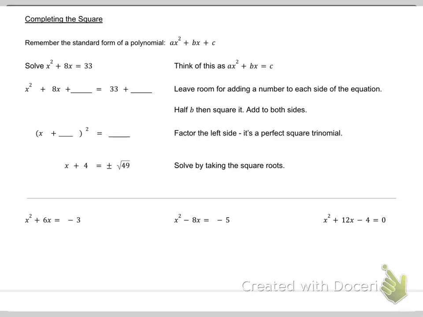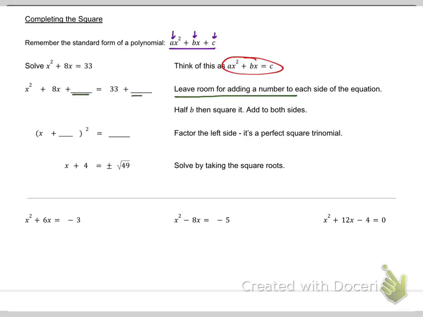First of all, you need to notice that this is the format that we're going to have whenever we're doing this: ax squared plus bx equals some constant. So you see over here on the left, we have that set up like this, x squared plus 8x equals 33. And first we're going to leave room for adding the number to each side of the equation. So remember, ax squared plus bx plus c is our standard form, but here we have the c on the other side when we have an equation. You want the constant away from the other variables. So we make these blanks to leave room.